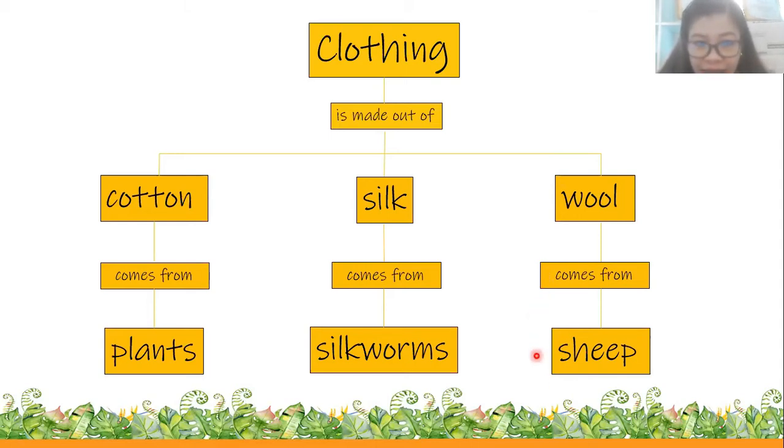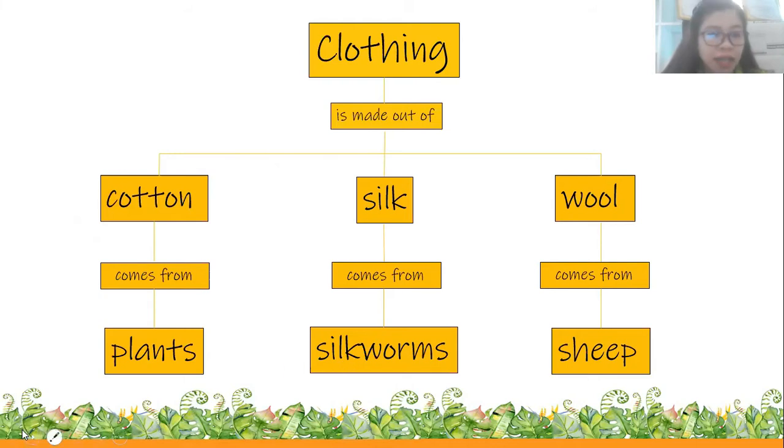Okay, so again, clothing is made out of cotton, silk, and wool. Cotton comes from cotton plants. Silk comes from silkworms. And wool comes from sheep. You can see that one on page 44 on your book. Okay, it's here also. You can review.